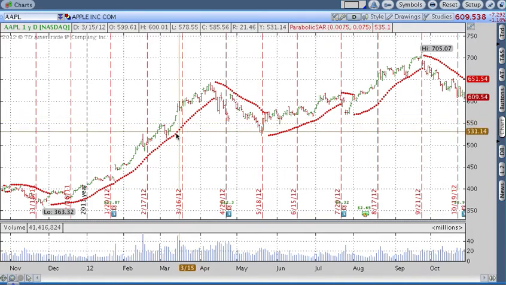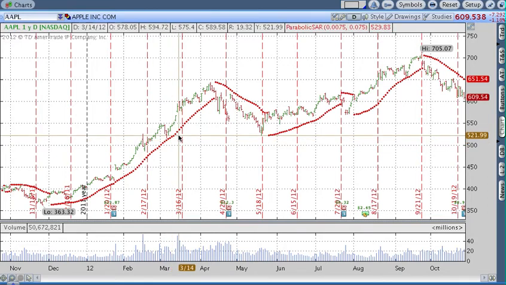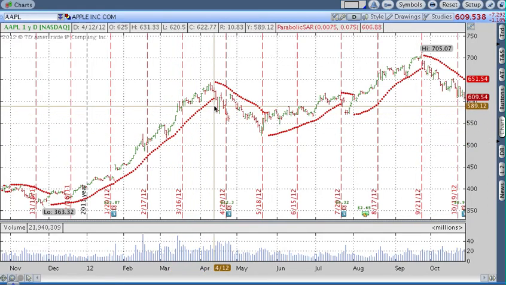So how to use this? Well, one, to try and understand what the trend is, and two, this is a nice way to maybe trail up your exit, and sort of if you want to protect profits, I think this is particularly useful.